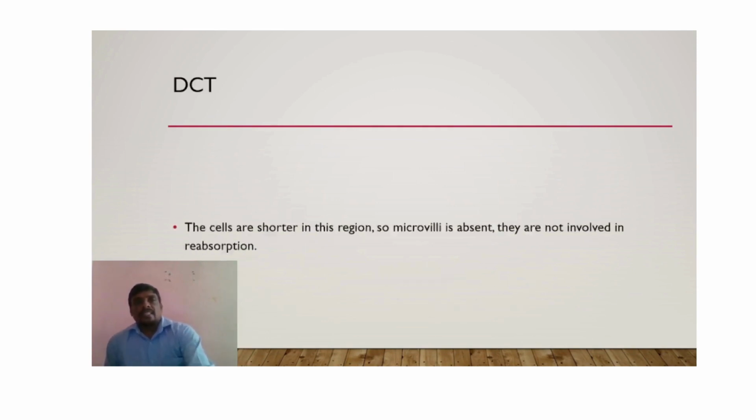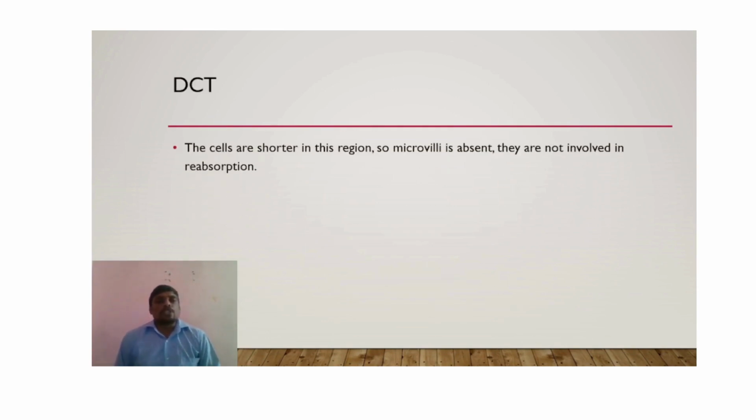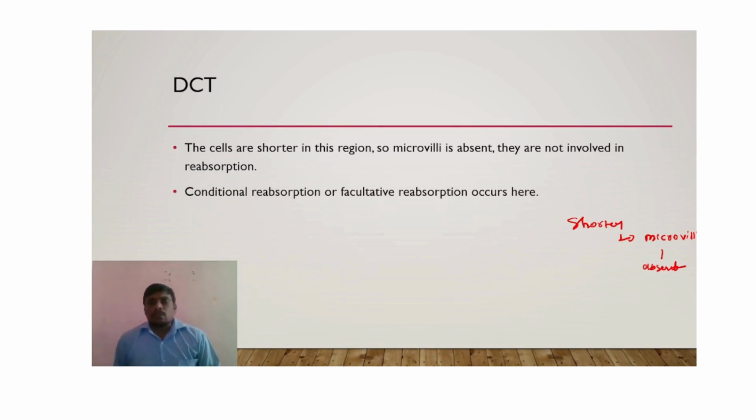Finally, the DCT. How does the DCT play an important role in urine formation? Cells are very short in the DCT region. Hence, in this region, cells cannot form finger-like extensions called microvilli. Due to the absence of microvilli in the DCT, it is not involved in major reabsorption. But what type of reabsorption occurs in the DCT? Facultative reabsorption, or conditional reabsorption, is occurring. What do you mean by that?